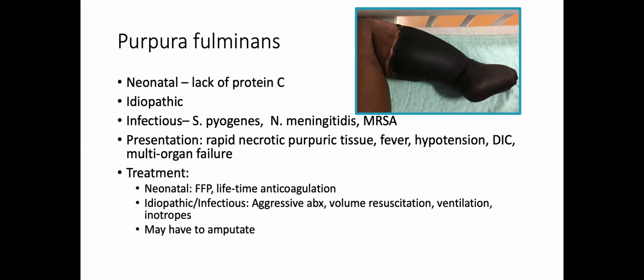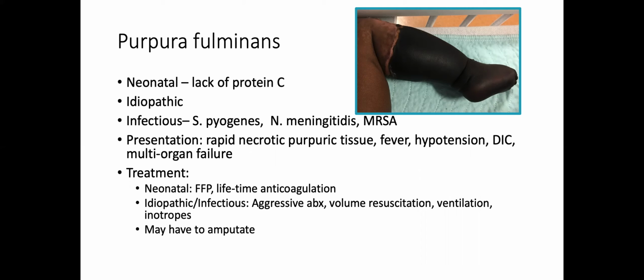Okay, Purpura Fulminans, there's 3 types. Neonatal is lack of protein C, idiopathic, and then infectious caused by Strep pyogenes, Neisseria meningitidis, and MRSA. Presentation is going to be rapid necrotic purpuric tissue, fever, hypotension, DIC, and multi-organ failure. So if you start seeing this rapid necrotic purple tissue and they start going towards shock, know that it's Purpura Fulminans.